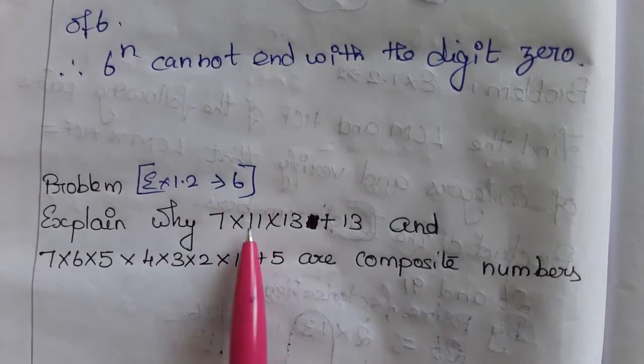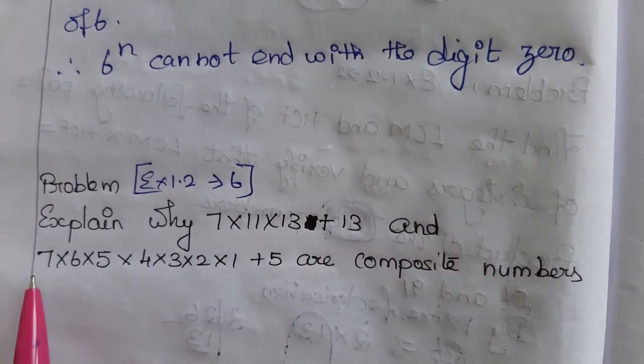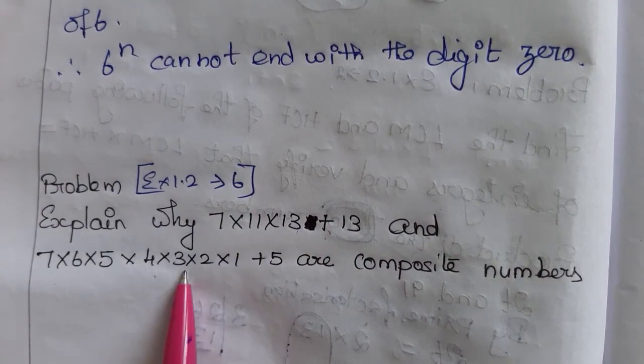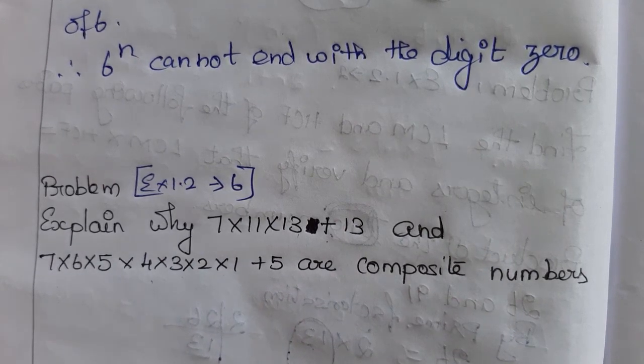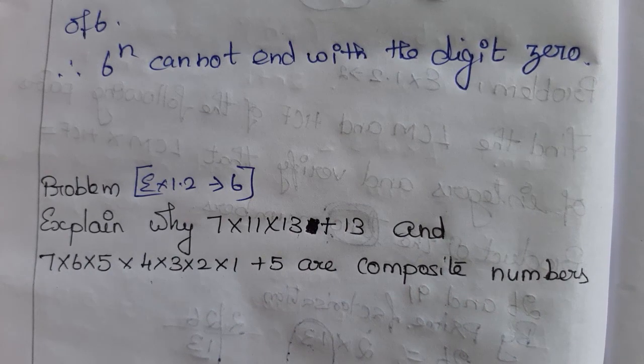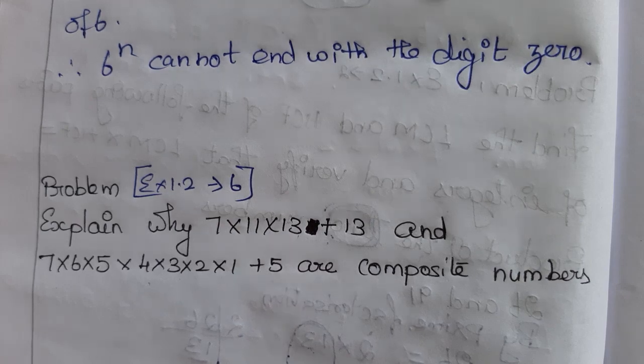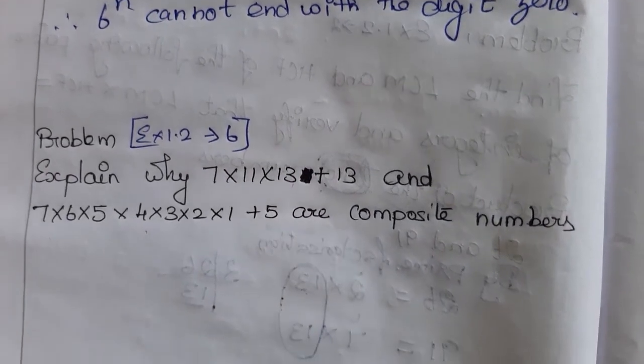Explain why 7 into 11 into 13 plus 13 and 7 into 6 into 5 into 4 into 3 into 2 into 1 plus 5 are composite numbers. To say the number is composite: if it is prime, it has only the factors 1 and itself. If it is composite, then it has more than 2 factors. So we'll explain it that way.